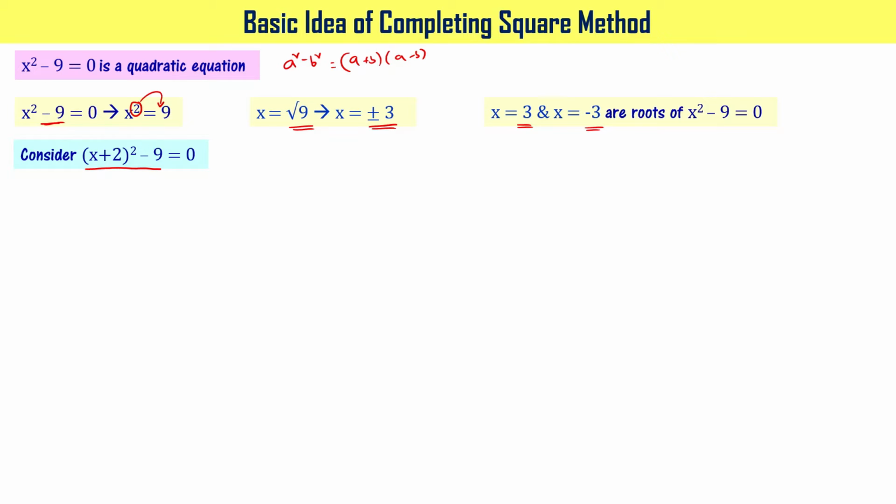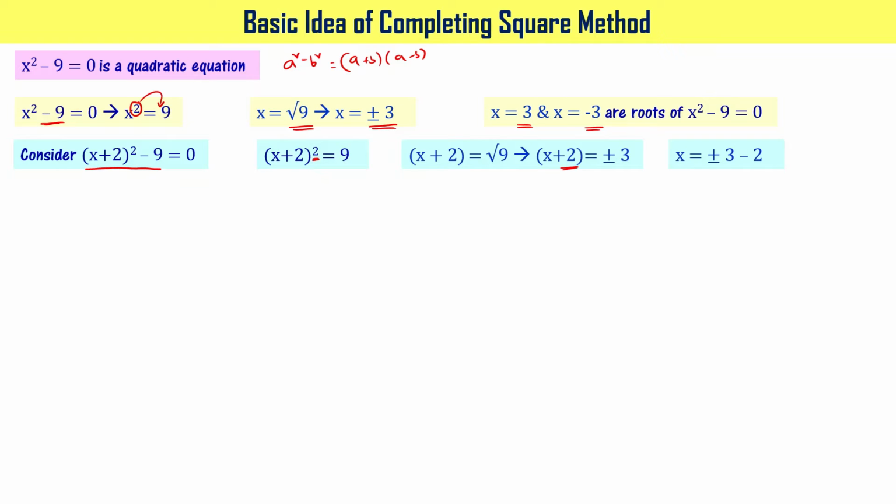x plus 2 whole square minus 9 equal to 0 can be written as x plus 2 whole square equal to 9, right? Now let me take this power 2 to the other side so that I can write the equation as x plus 2 equal to square root of 9, right? It means x plus 2 equal to plus or minus 3. Now I can transpose this plus 2 to the other side so that I can write the equation as x equal to plus or minus 3 minus 2, right?